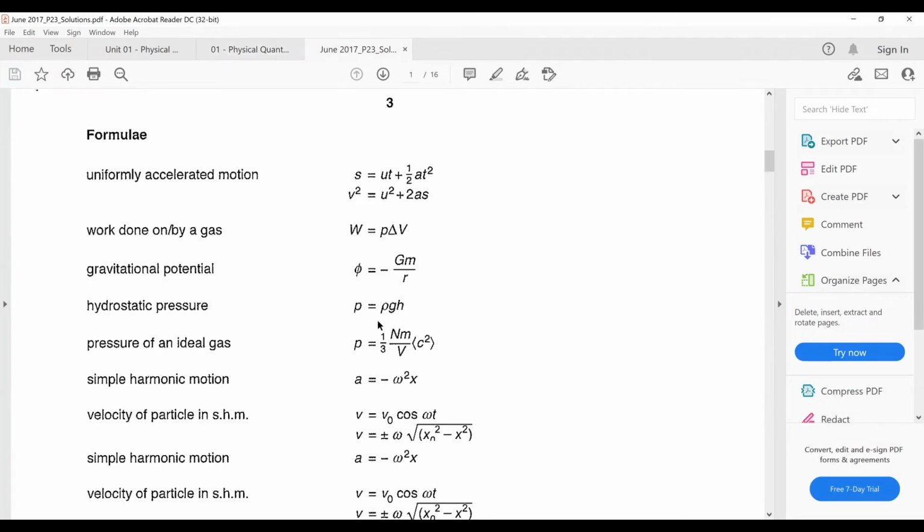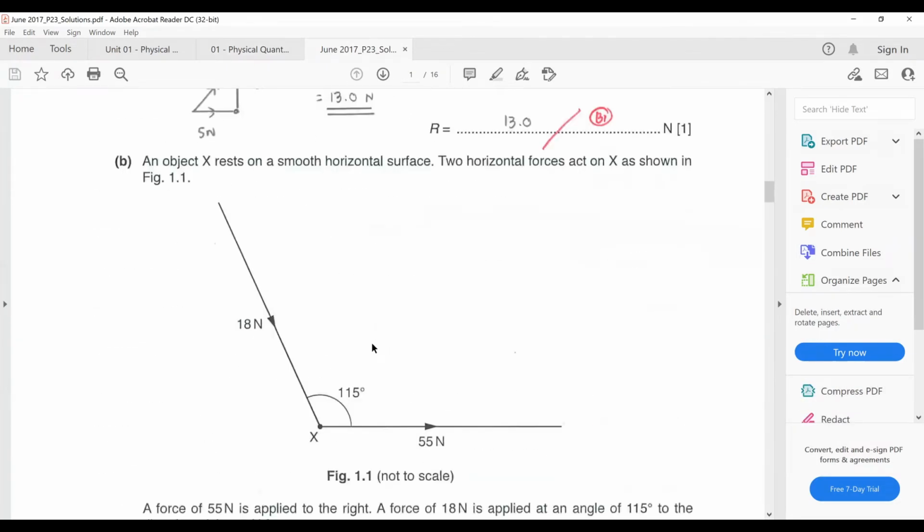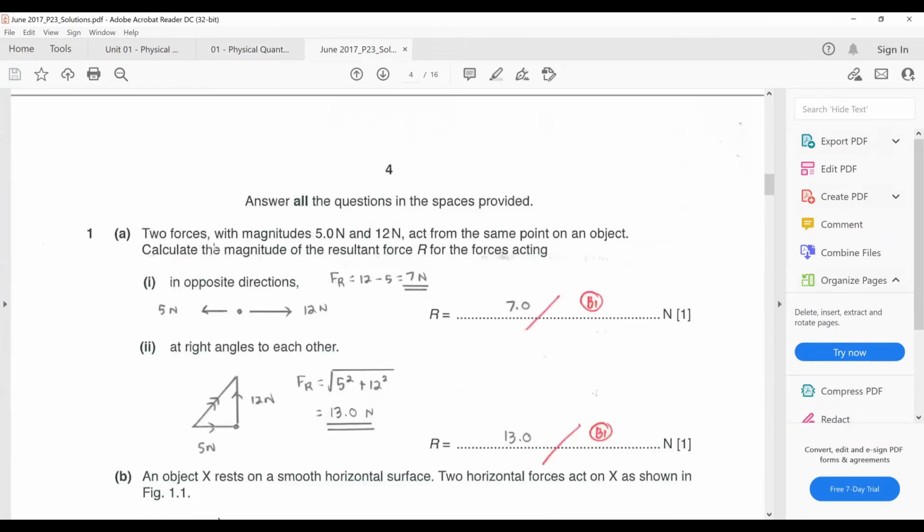Okay, so we start off with page 31, question 1. There are two forces with magnitudes of 5 Newton and 12 Newton acting at the same point on an object. Calculate the magnitude of the resultant force when the forces act in opposite directions or at right angles to each other. If they act on the same point in opposite directions, it will look something like this.